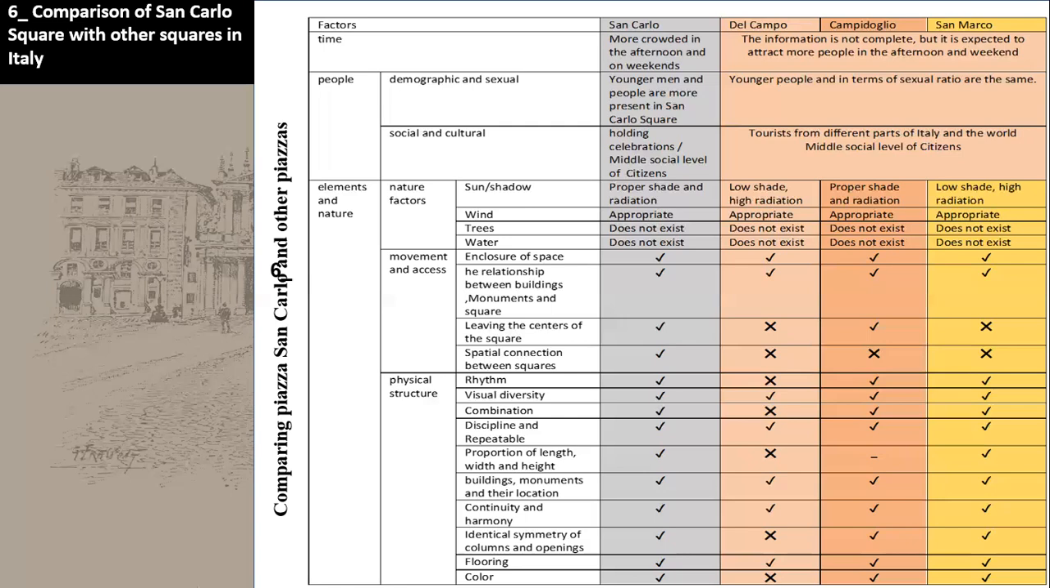But for the special connection between the squares, Piazza del Campo, Piazza Campidoglio, and Piazza San Marco don't have this special connection between the squares and the living center of the squares. Only Piazza San Carlo and Piazza Campidoglio have these centers in the square. For the physical structure, with visual diversity and combination in buildings, the proportion of the length and width can be seen only in Campidoglio, and for Piazza San Marco, we have all elements of the physical structure.